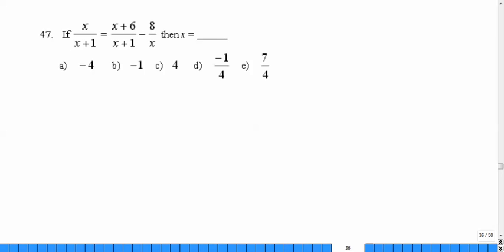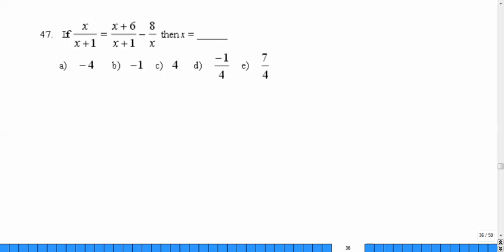Let's do some math. Let's solve some problems. Proficiency 47. If x over x plus 1 equals x plus 6 over x plus 1 minus 8 over x, then x equals what? Well, we should be able to solve this problem. This is not so hard, right? You guys are all seniors, juniors, freshmen, sophomores, right? What can we do?